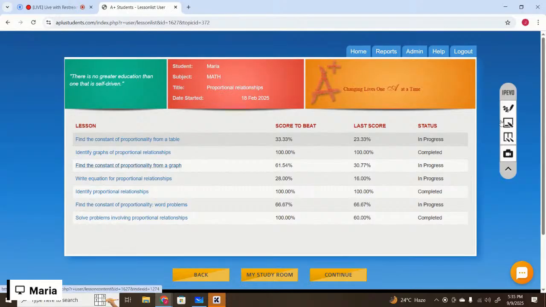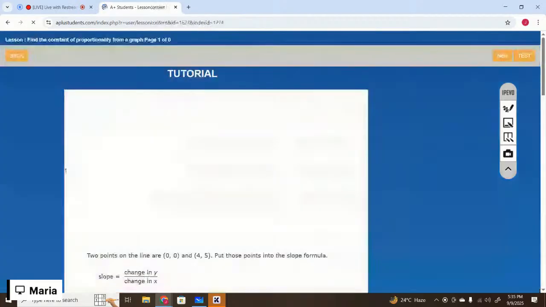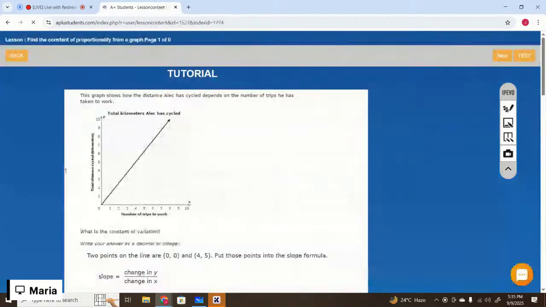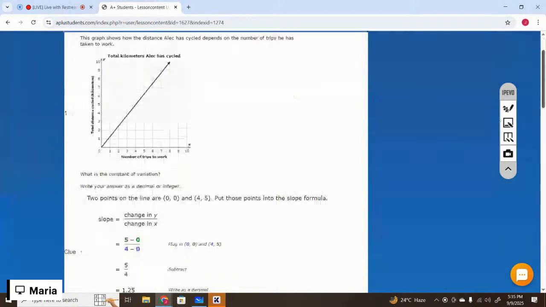Find the constant of proportionality from a graph. This graph shows how the distance Alice has cycled depends on the number of trips he has taken to work. What is the constant of variation? So we need to calculate the constant of variation.